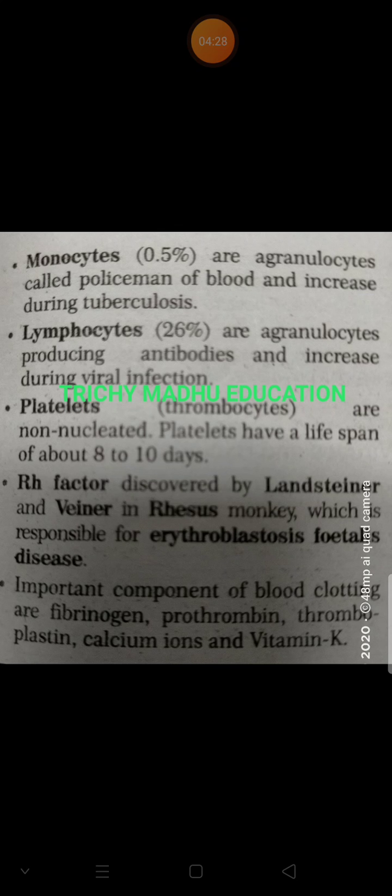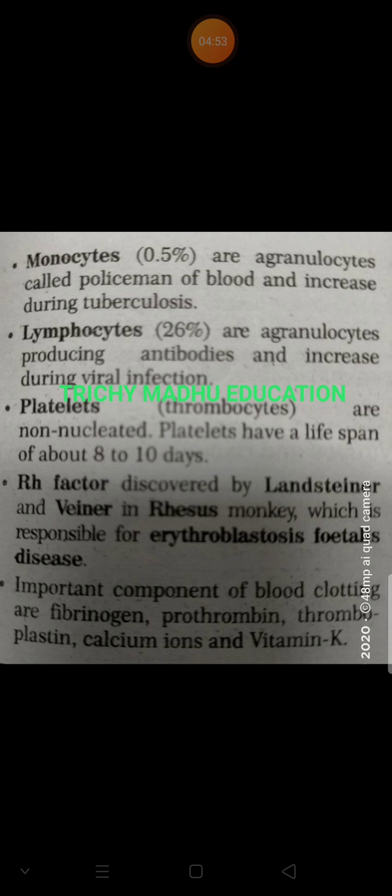Lymphocytes, 26%, are agranulocytes producing antibodies and increase during viral infection. Monocytes increase during tuberculosis. So monocytes are 0.5% in blood and lymphocytes are 26% in blood.